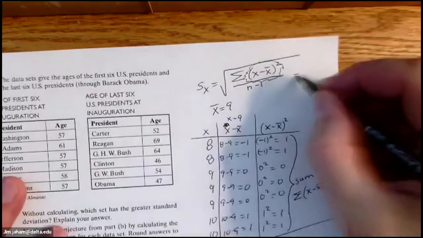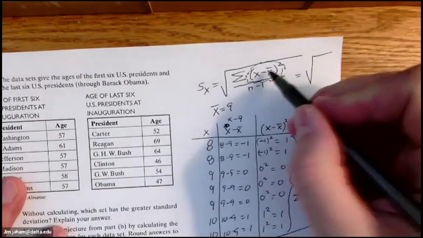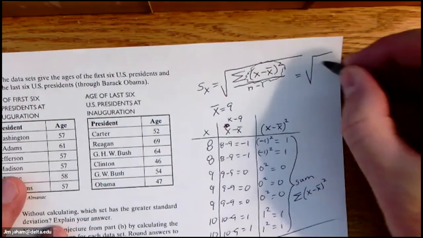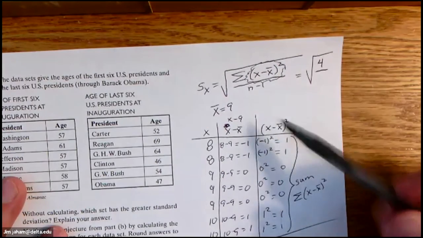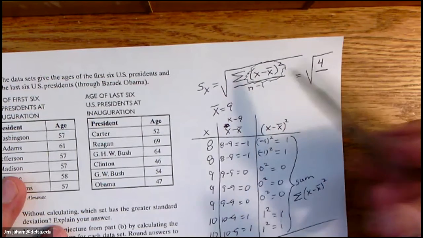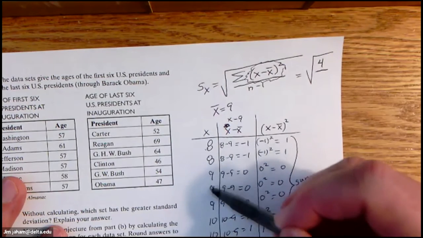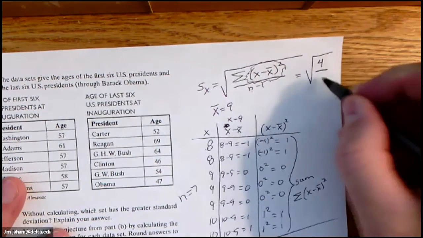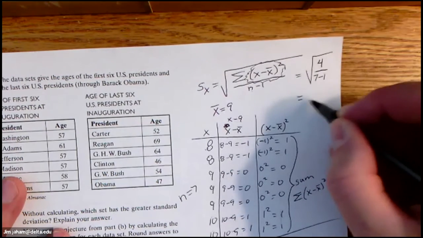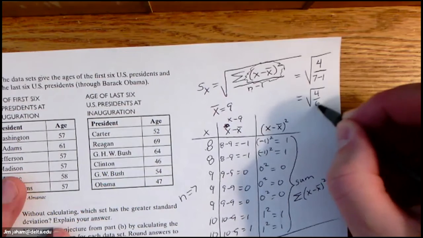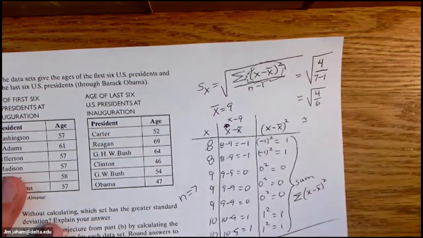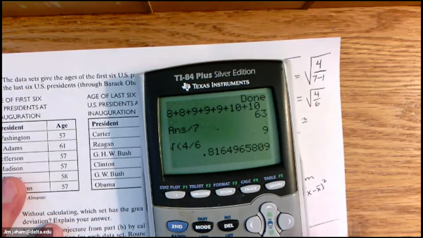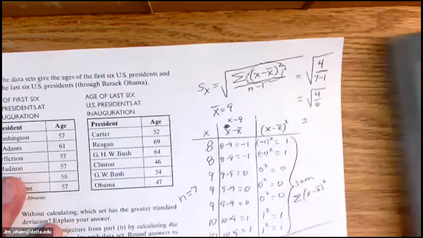So up here, we're going to have the square root of the sum. The sum of this whole top number here is the sum of this last column. So that's where the 4 is going to be. And then our value of n, 1, 2, 3, 4, 5, 6, 7, n is equal to 7. So we put 7 in there for n, and then subtract 1. So this is the square root of 4 over 6. And let me just go ahead and calculate that. 0.8165, we'll call it.